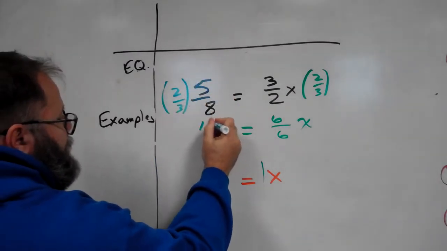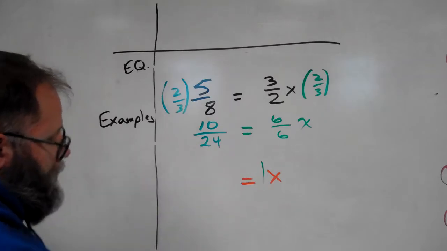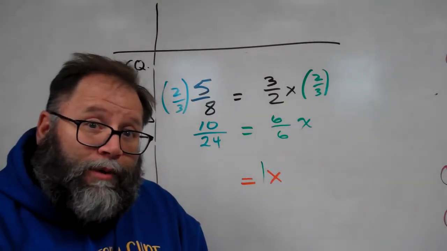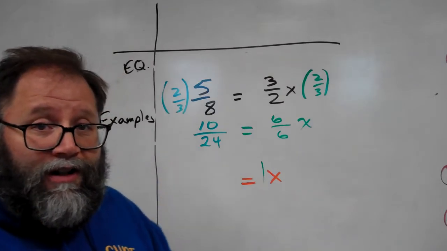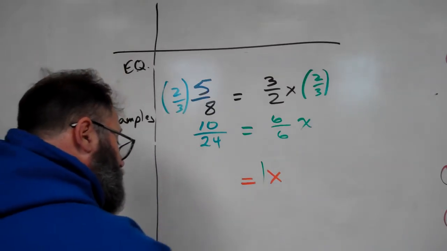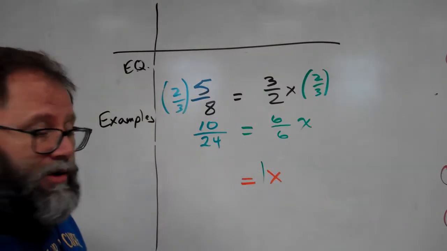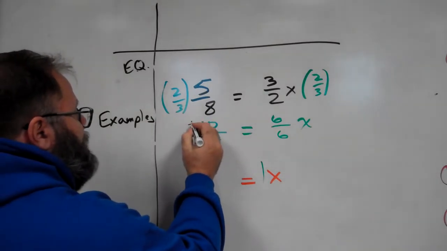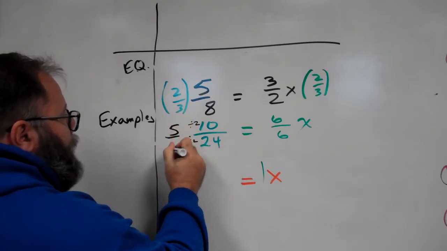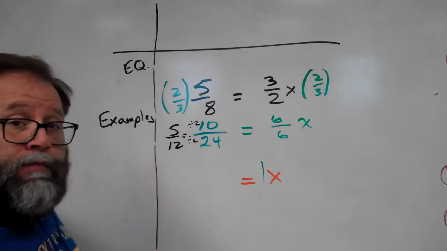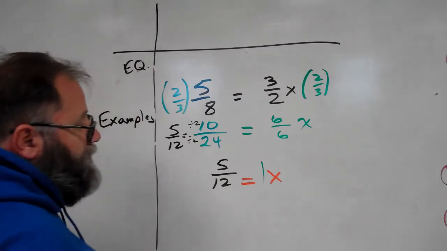2 times 5 is 10. 3 times 8 is 24. That looks simplifiable. And yes, this is one of those days where we have to simplify like every other day ever in math of all time. Do it like I do. I can tell they're both even. I'm going to divide them both by 2. And then I get 5/12. Those don't share a common factor, which means 5/12 is my answer.